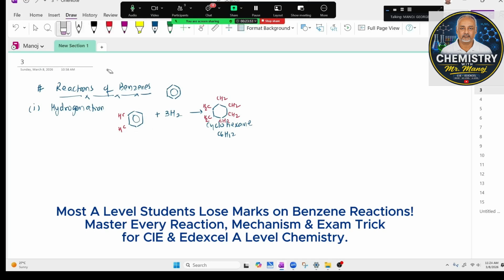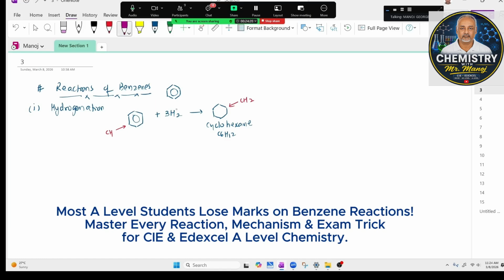I don't want to write it because that's not the correct thing to do. But just to make you understand, each corner in a benzene SKF is CH, and each corner in a cyclohexane is a CH2. So maybe I'll just mention like this, that this is CH and this is CH2. Just to be sure.